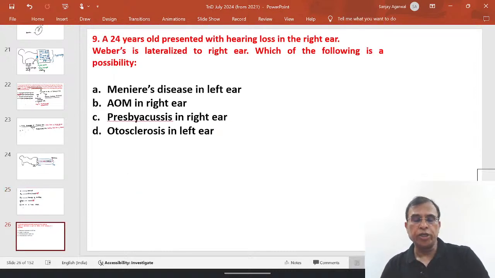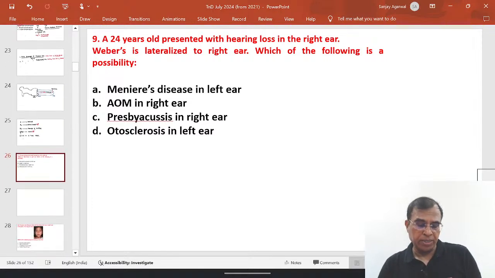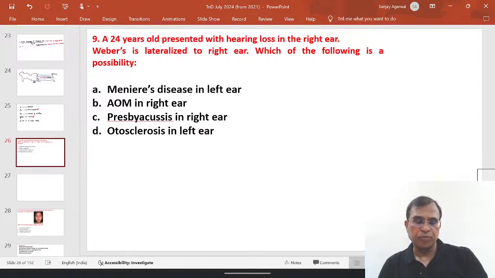A 24-year-old presented with hearing loss in the right ear, and the Weber test is lateralized to the right ear. Which of the following is a possibility? Meniere's disease in the left ear, AOM in the right ear, presbycusis in the right ear, otosclerosis in the left ear. So which one do you think is a possibility in this patient? I am waiting for more answers. Let's see.